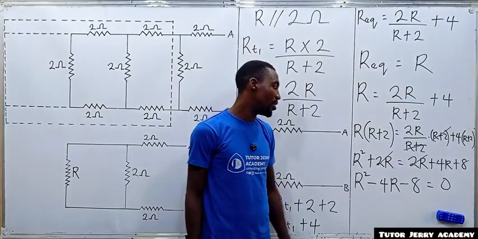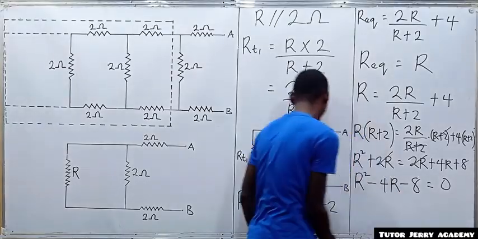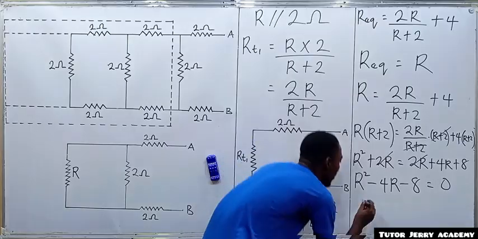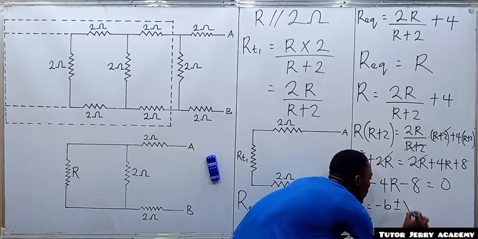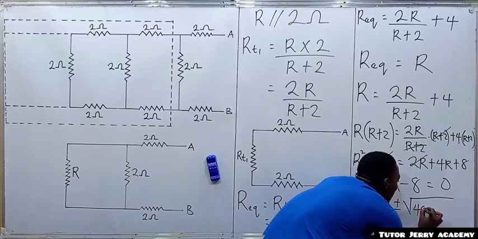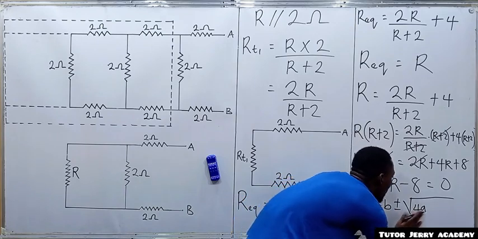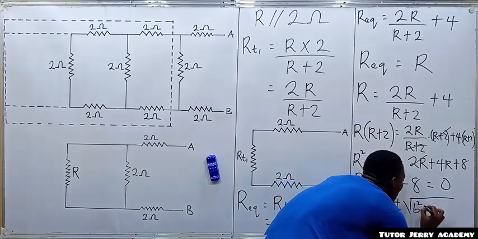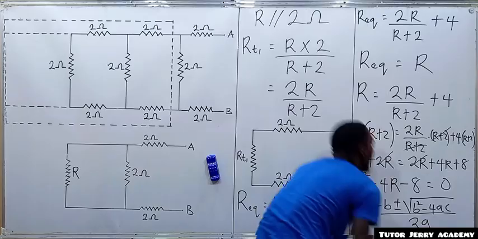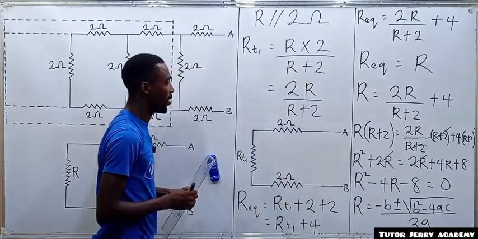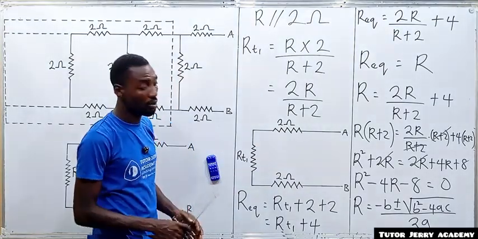All right, so how do we solve this equation? We are going to be using quadratic formula, where we know that R is equals to minus B plus or minus square root of B squared minus 4AC all over what? All over 2A. All right, so that's what we have. All right, so I will be cleaning this part, then we continue the solution.